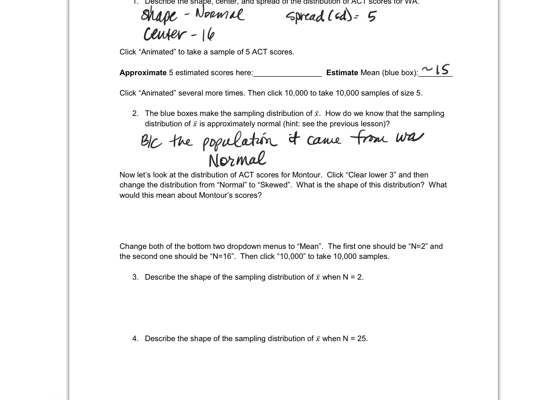And it says, now let's look at the distribution of ACT scores for Montour, another school. So we're just pretending it's a different school. So we're going to click clear. All right. Change the distribution from normal to skewed. So we're going to change it right here to skewed. Boop. All right. So let's just say this school is skewed right. So notice their average is only 8. Their standard deviation is 6. Okay? Great. What is the shape? Write this down. We're going to be skewed right.